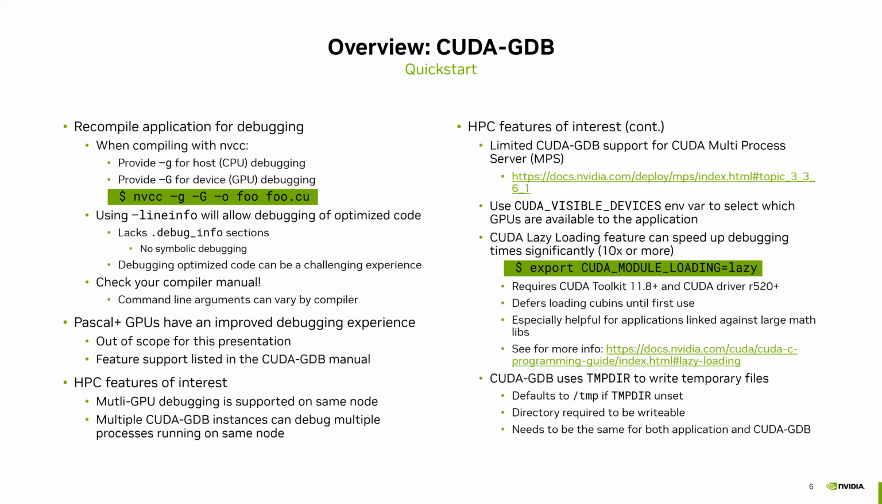What do I mean by that? I mean there's no symbolic debugging. So if you break in the middle of a kernel and you try to examine the state, maybe you have a symbol named foo that you know you've written in your code, you cannot do so because we don't have debug info present. Also, debugging of optimized code can be a challenging experience. The compiler is allowed to do all kinds of clever things and rewrite your code in unexpected ways, so what you are expecting might not be what's actually executing.